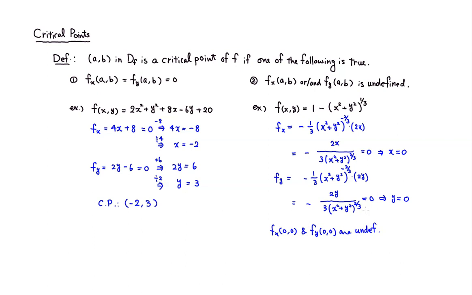So this indicates that the origin, 0 comma 0, is a critical point of the second kind, where the partial derivatives are undefined. That's the critical number. Let's see what it looks like on GeoGebra.